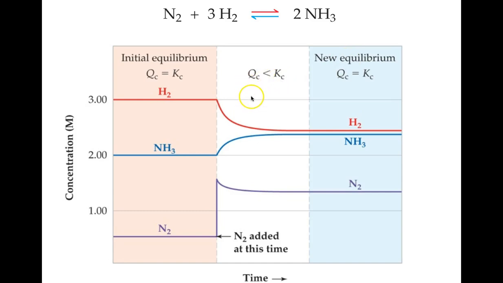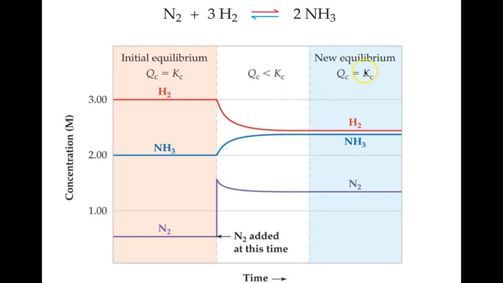Once this new equilibrium is established, go prove to yourself that the Qc in this particular instance is going to be less than Kc. We said if it's less than Kc, it's going to move towards the products, and we establish a new equilibrium. One of the rules that we wrote down before when we were talking about equilibrium is that the forward and reverse reaction rates are equal to each other, but the concentrations are not. And this is a really good example of that.